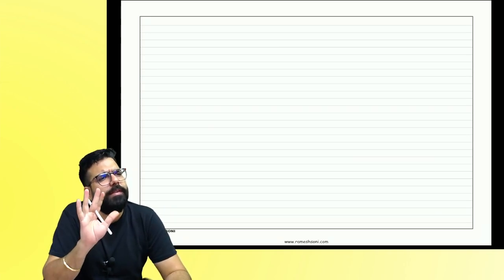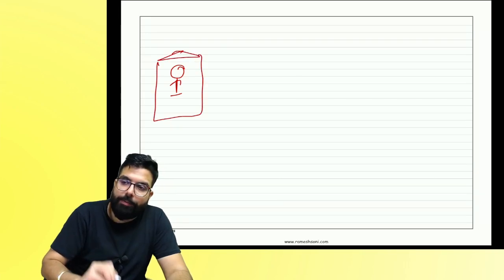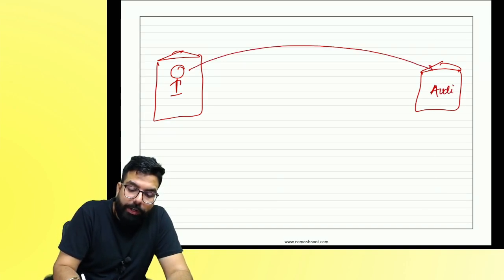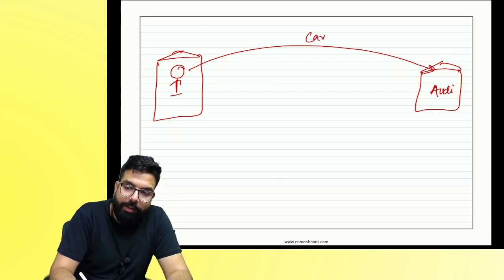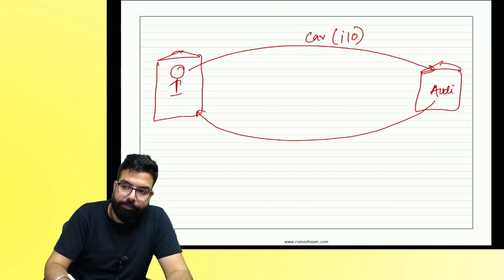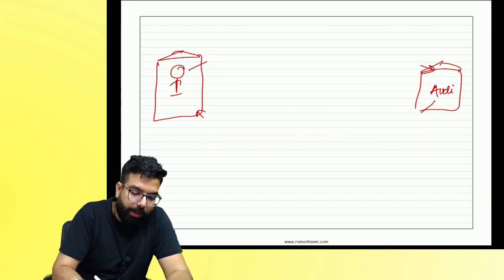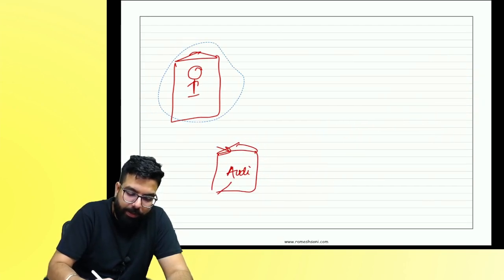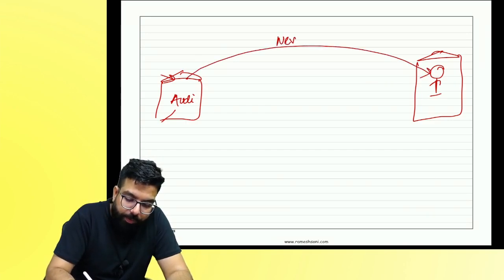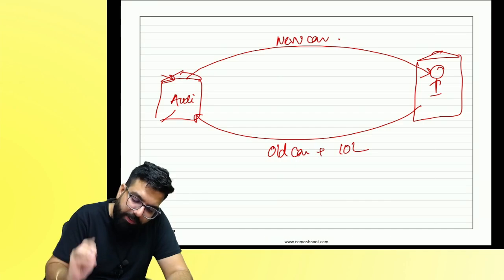We'll take one example of exchange. Suppose this is an Audi showroom. I told Audi that I will give you my car, my i10 car. And I said, okay, sir, you please give me your Audi. One minute. Exchange we'll do here. Now, Audi will give me a new car, correct, everyone? And I will give my old car plus 10 lakh rupees.